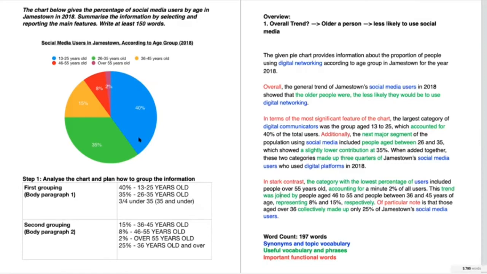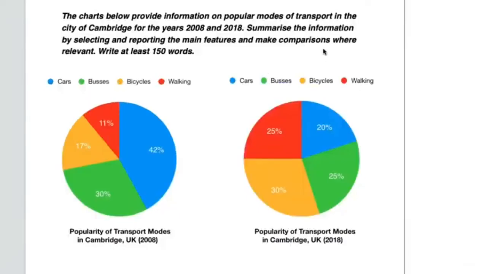Now we're going to take things up a notch and look at our second example for today, looking at two pie charts together. And here is our second example. So of course we have two pie charts here. I'm going to read our prompt first, and then we are going to basically replicate what we've just done, but just add in some comparing and contrasting.